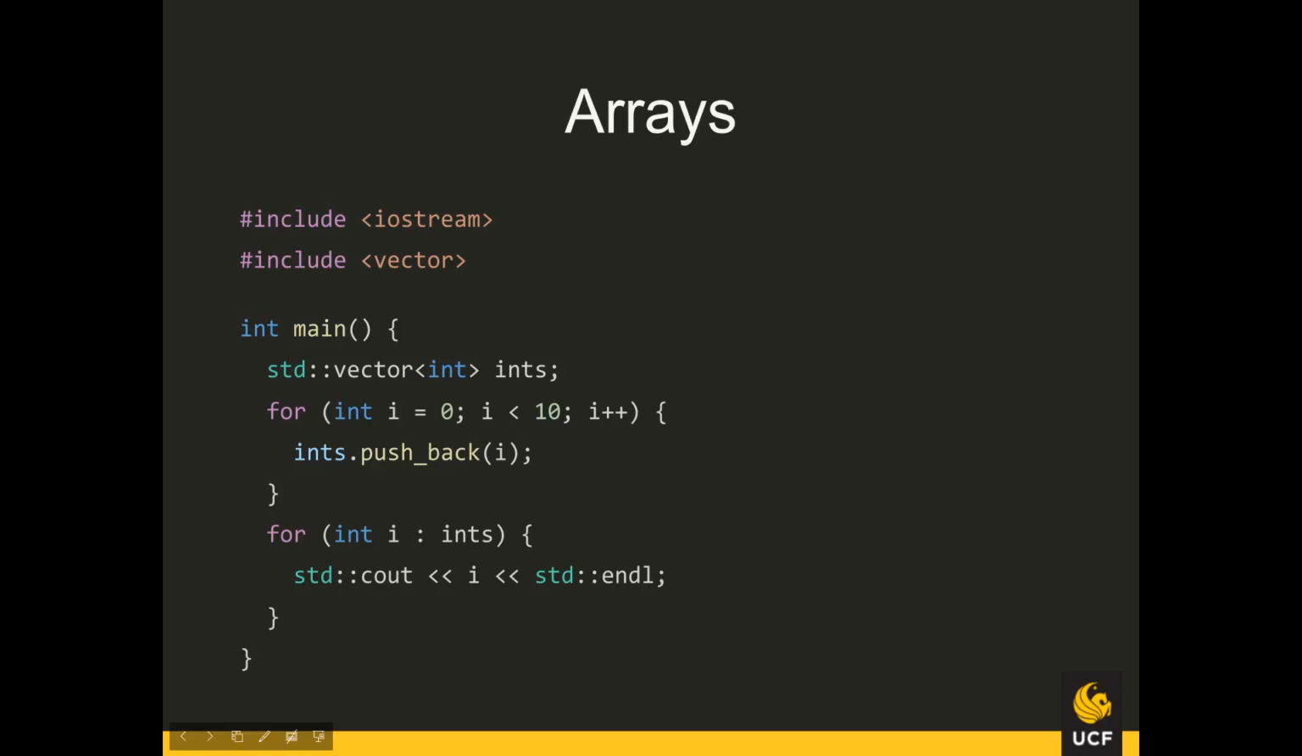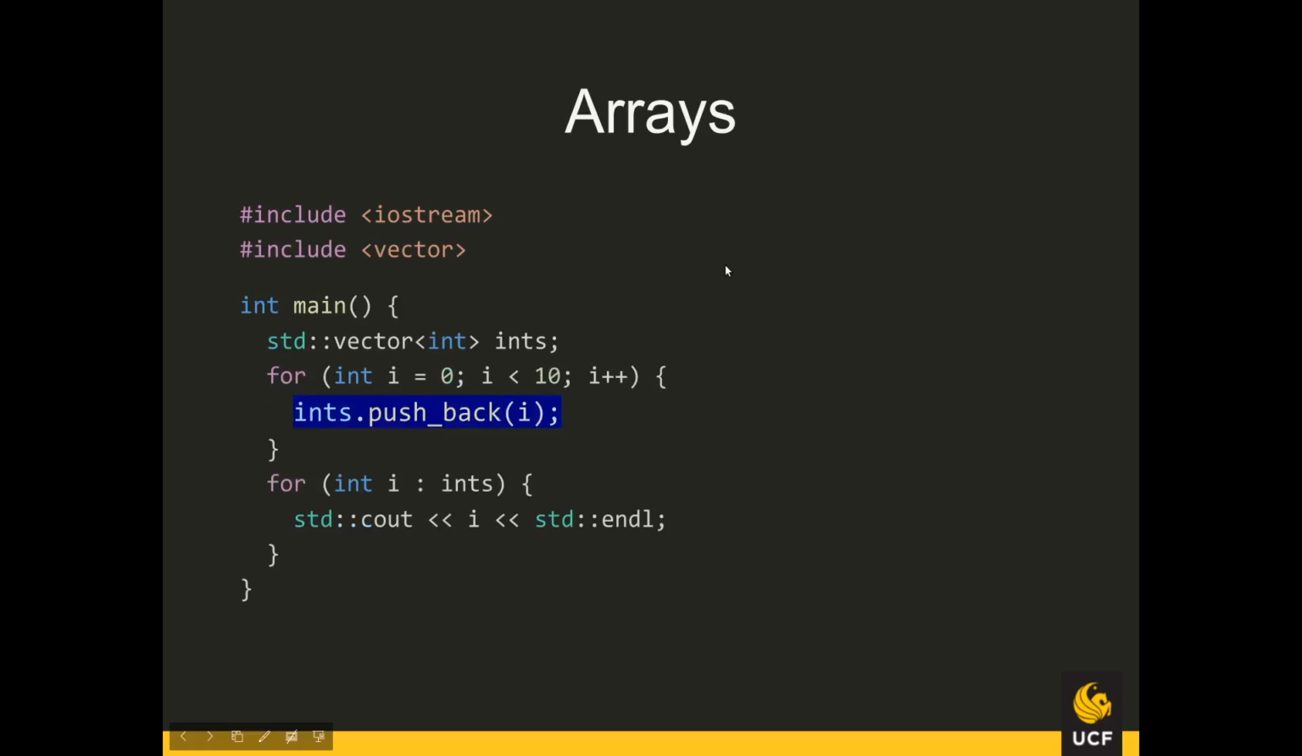So here, obviously, we're using vector, which is the recommended thing to use for a variable size array. All we're doing here is taking the numbers 0 through 9, and we're putting them in a vector, and then we're printing them back out. So let's take this apart a piece at a time.